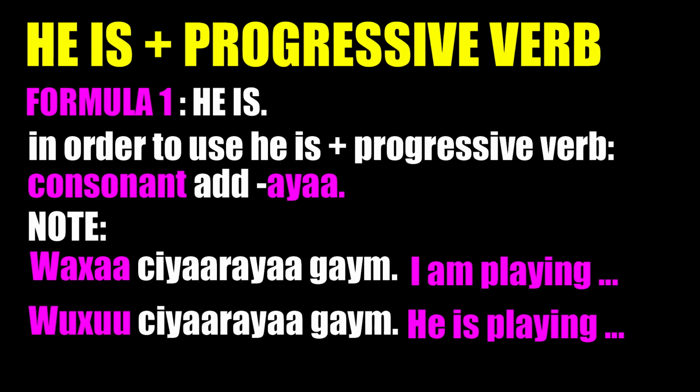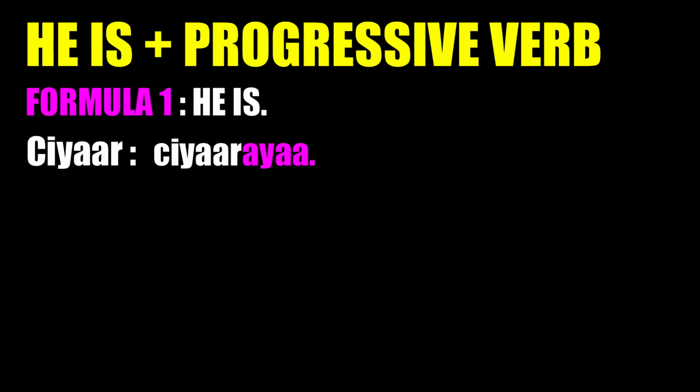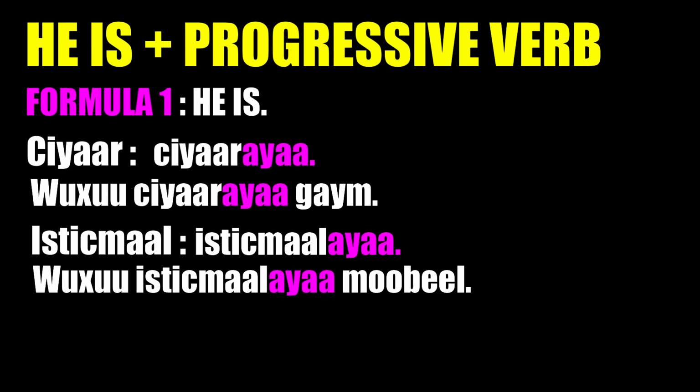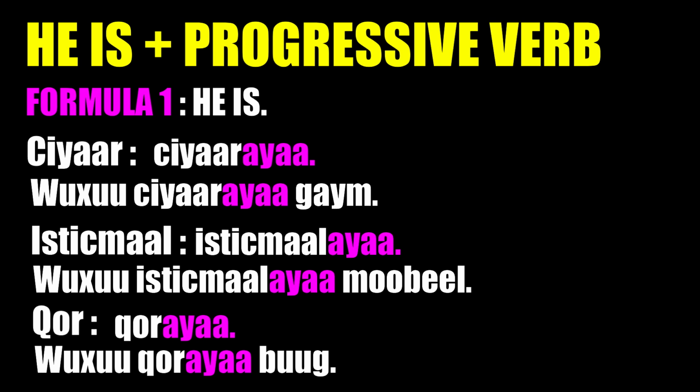For instance, ciyaarayaa. Wuxuu ciyaarayaa game. He is playing a game. Isticmaalayaa. Wuxuu isticmaalayaa mobile. He is using a phone. Qorayaa. Wuxuu qorayaa book. He is writing a book.